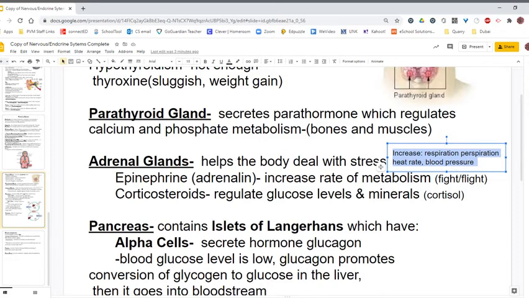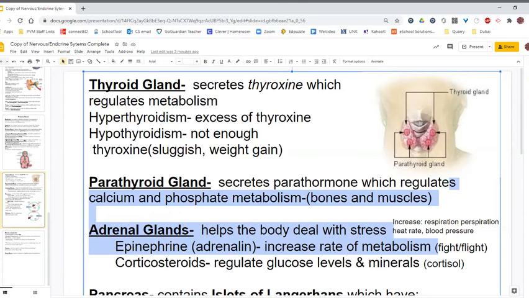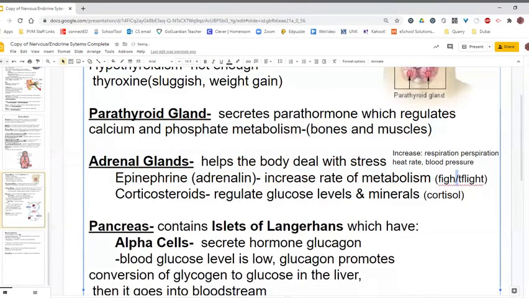You're going to have increased respiration, increased perspiration, increased heart rate, and increased blood pressure. The sweat, the breathing, the blood flow increase all help you prepare to either fight for your life or run for your life. That's the idea behind the fight or flight response. As I mess up my notes here, the adrenal glands also produce corticosteroids. I mentioned earlier, they regulate glucose levels in your blood, and under stress, your body produces cortisol.